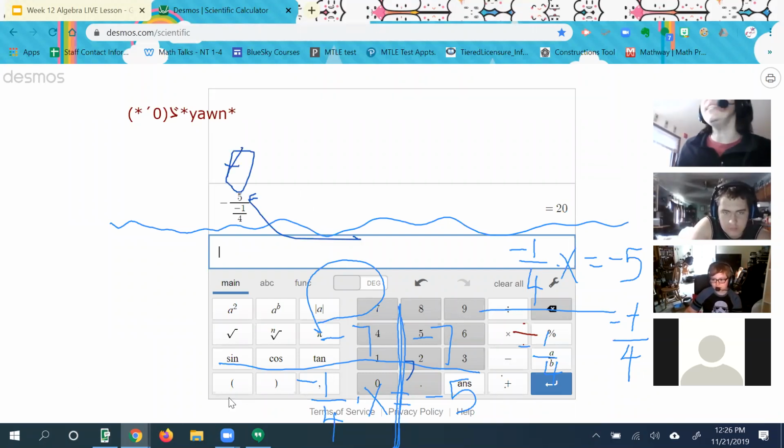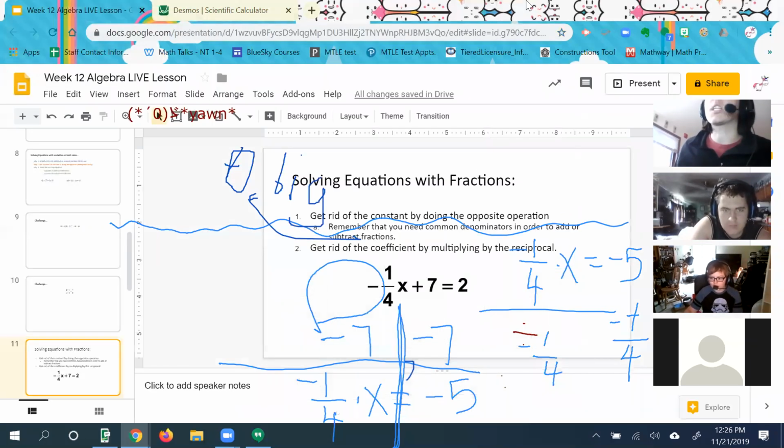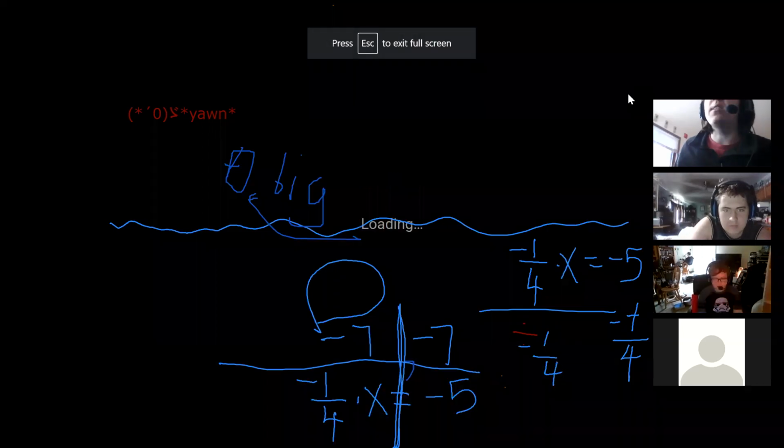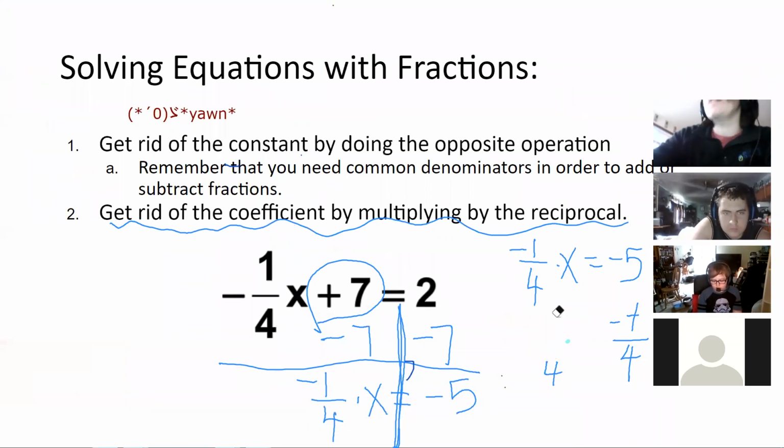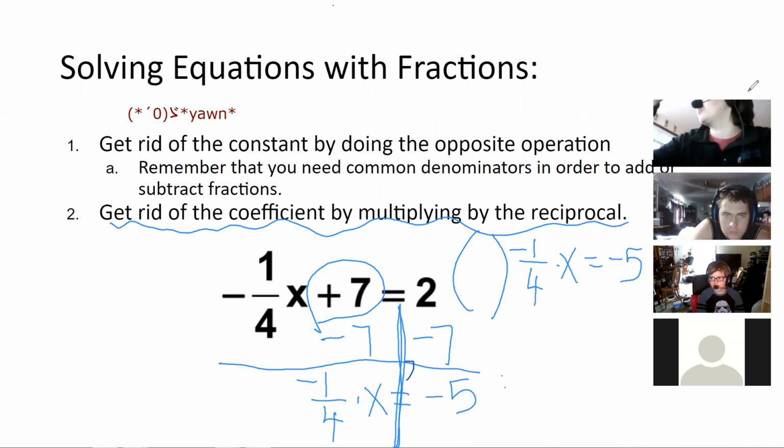It looks crazy, but you'll see it'll still work. It will. So it's pretty cool. So now what you would actually do mathematically is we would multiply both sides by the reciprocal of -1/4. What is -1/4 flipped?